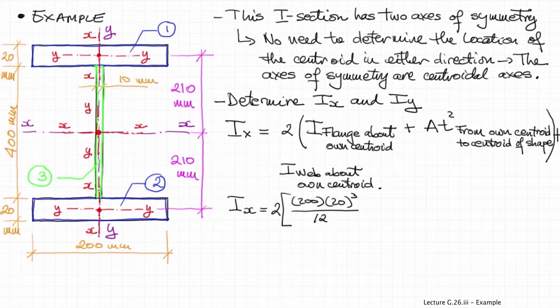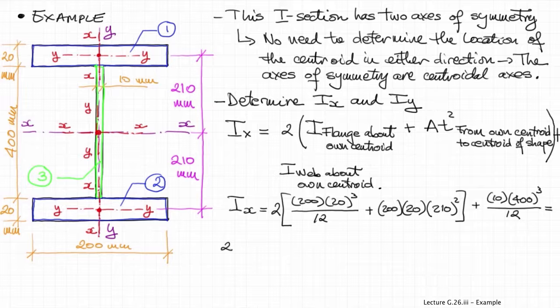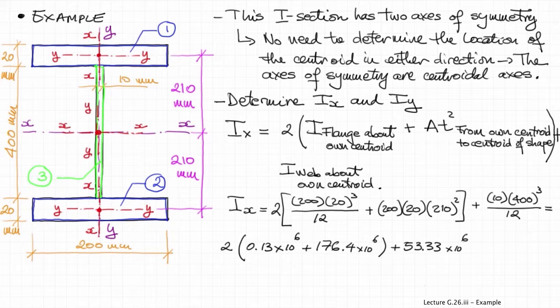If we put this into numbers, so again 2 for the two flanges, 200 times 20 cubed, right? The distance perpendicular to the axis about which we calculate the second moment of area, which in this case is y for the local axis of the flanges, plus the area of the flange, 200 times 200 times transfer term, 210 millimeters squared, plus the contribution of the web, 10 times 400 cubed. Again, the dimension perpendicular to the x-axis is cubed, divided by 12.